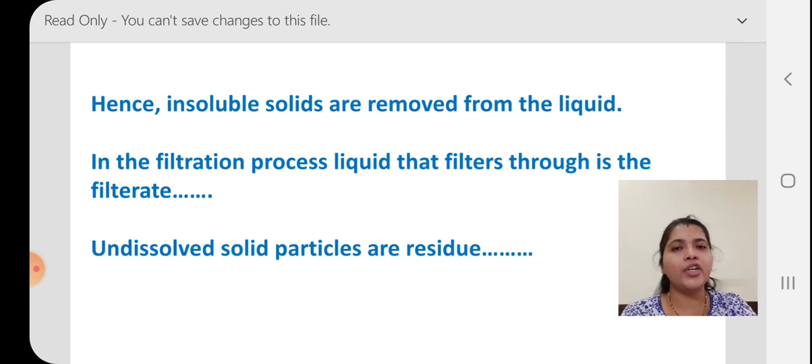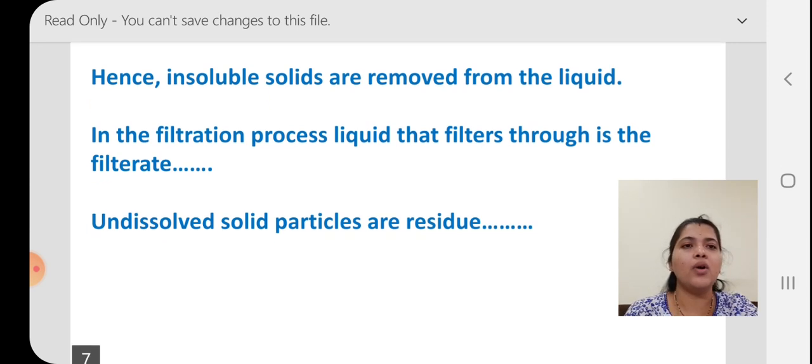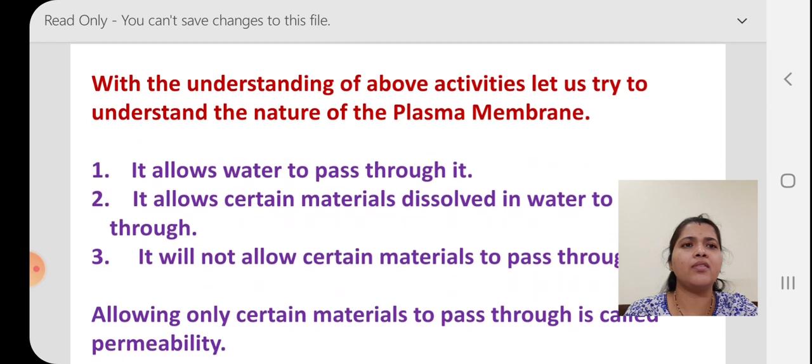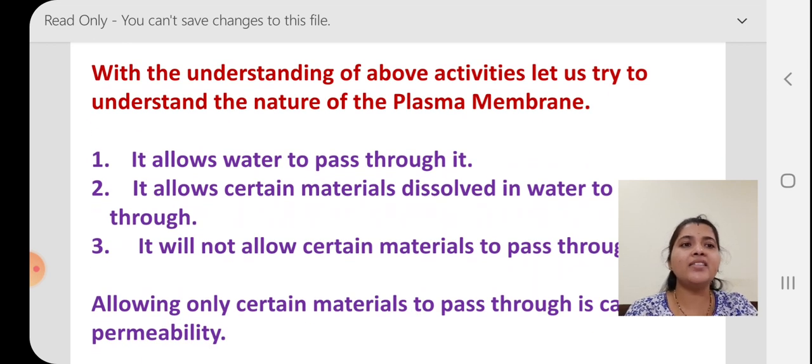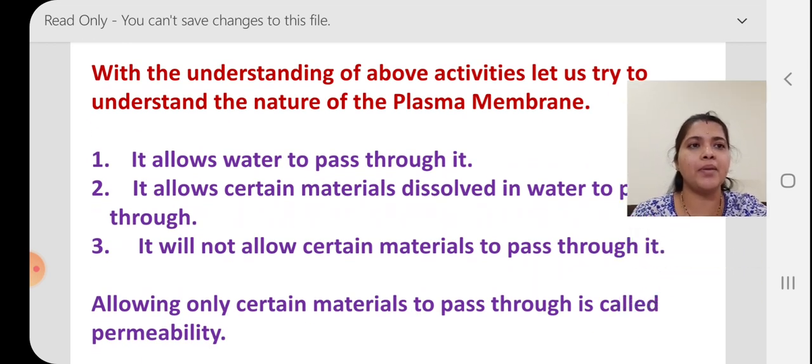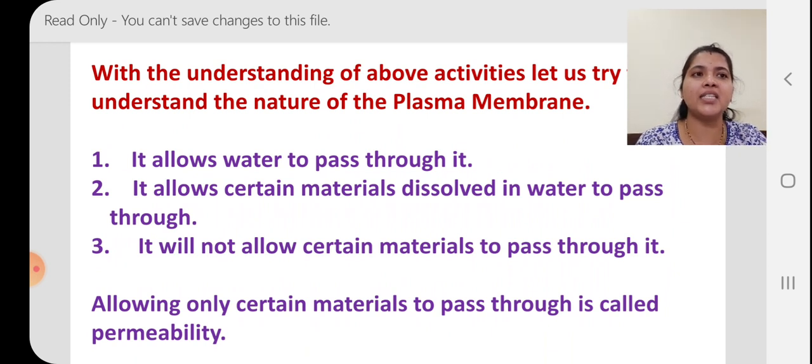Here he wanted to prove how the plasma membrane functions as a good filter. Of course, you know about the types of cell membranes: permeable, impermeable, semi permeable. In this way the plasma membrane helps us. Let's go with some activity to understand the nature of the plasma membrane, children. Let's go with some important points.